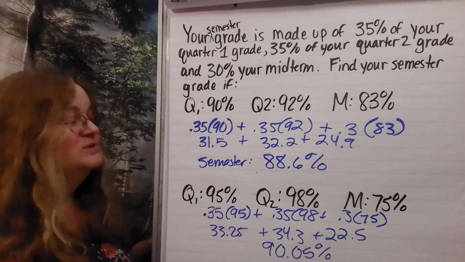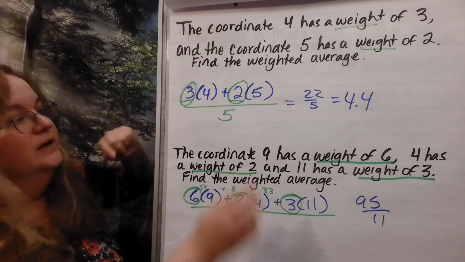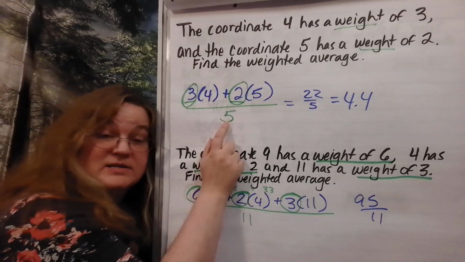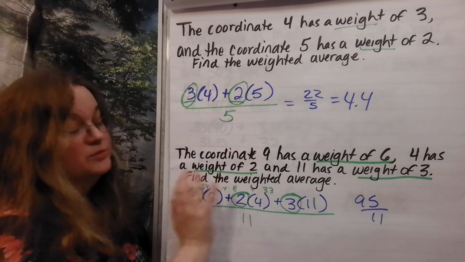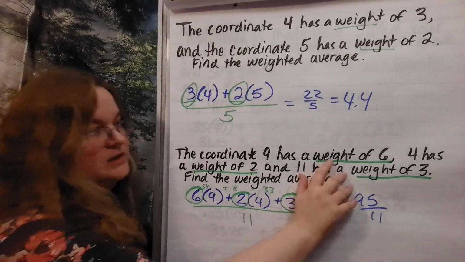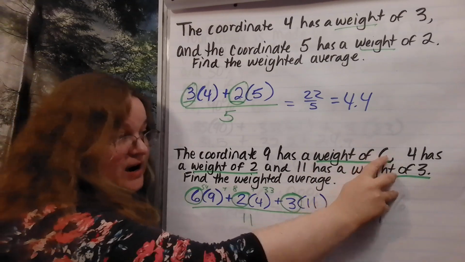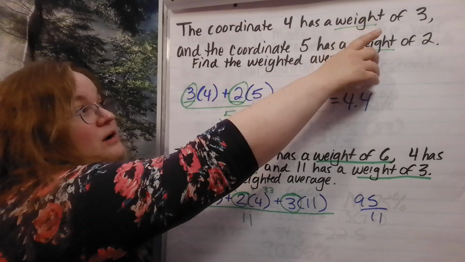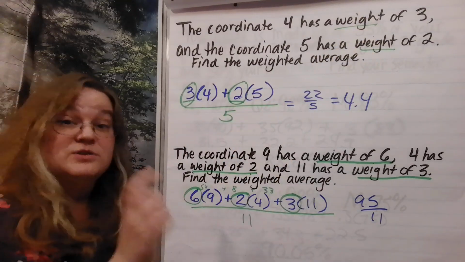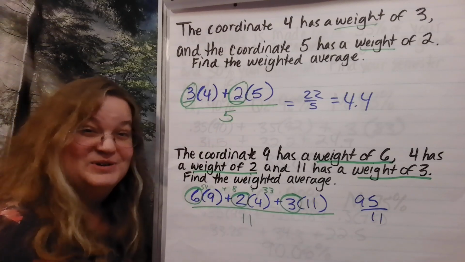Okay, so again, looking back, the most common mistake is this number on the bottom, and that is the sum of your weights. So when you're doing a word problem like this, you can underline your weights or make a note of them, and you're adding 6 plus 3 plus 2 in this case, or a weight of 3 plus 2 in that case. So making sure you're adding the weights together for your denominator so that you will be successful.